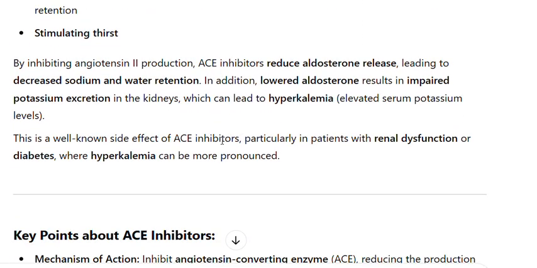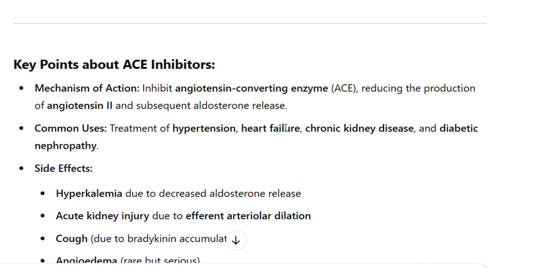By inhibiting angiotensin II production, ACE inhibitors reduce aldosterone release, leading to decreased sodium and water retention. In addition, lowered aldosterone results in impaired potassium excretion in the kidneys, which can lead to hyperkalemia, elevated serum potassium levels. This is a well-known side effect of ACE inhibitors, particularly in patients with renal dysfunction or diabetes, where hyperkalemia can be more pronounced. Key points about ACE inhibitors.